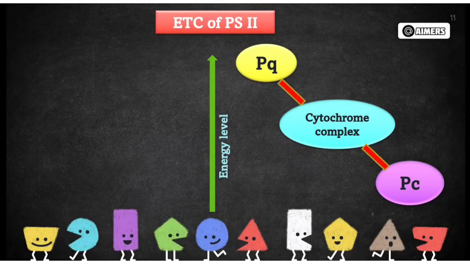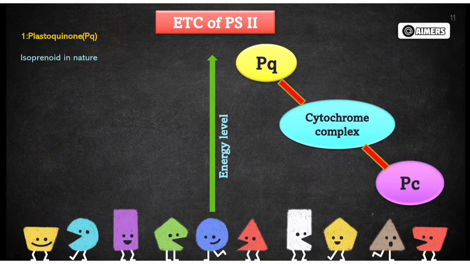Now we will look at the third step. We will look at the electron transport chain of photosystem II. So the electron transport chain of photosystem II has three electron carriers. First is plastoquinone, and we represent it as PQ. Now, what are the properties of plastoquinone? Plastoquinone is isoprenoid in nature.